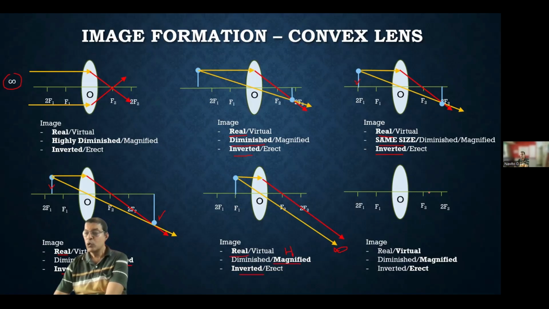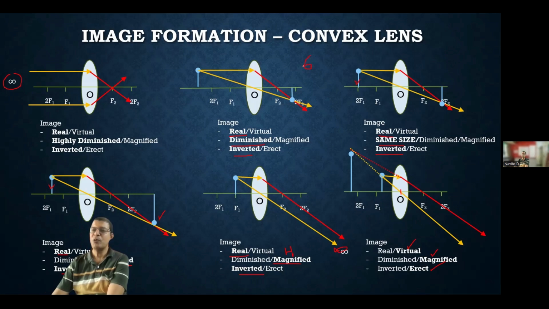And the final image formation case is when the object is between the optical center and f1. Again two rays, and here we can see that the rays are diverging. So they will appear to meet behind the lens on the same side of the object. So it will be a virtual image this time. It will be a magnified image and an erect image. This is for convex lens. Here we have 6 image formation cases.